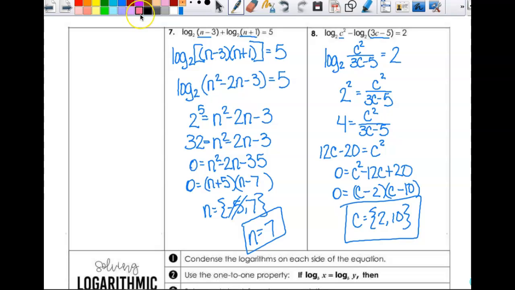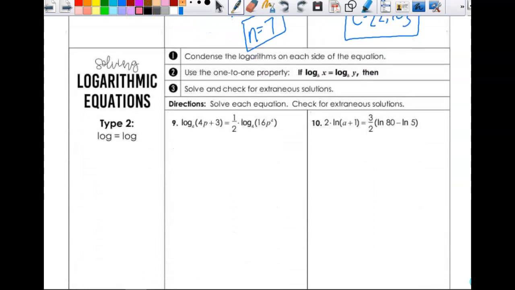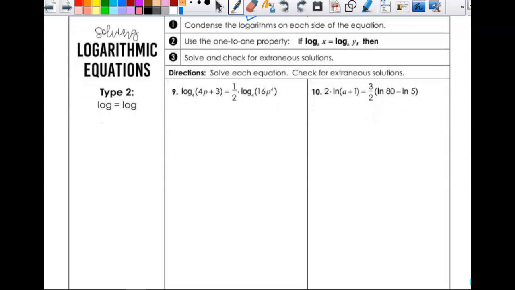All right. So now, what I was saying before we get to this page is that we could end up with a log on both sides. So our steps are pretty much the same. We have to condense the logarithms and you have to isolate them on each side. Then we use the one-to-one property. This is similar to the one-to-one property for exponentials. If I have log base b of x equals log base b of y, basically two logs that are equal that have the same base, then their arguments have to be equal. x has to equal y. And then you solve and once again check for extraneous solutions.